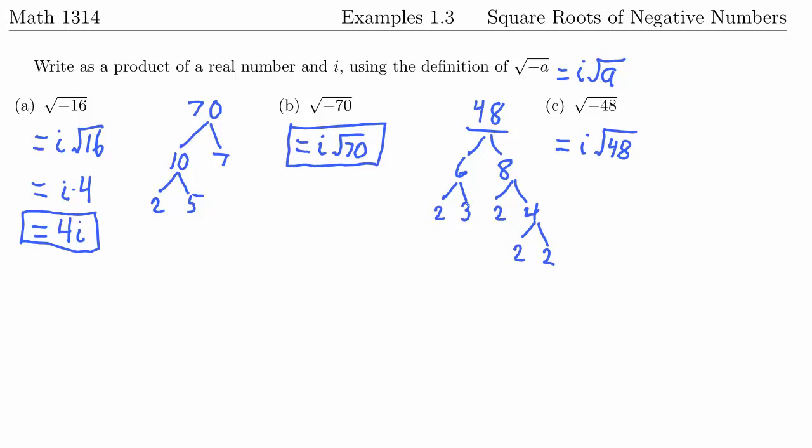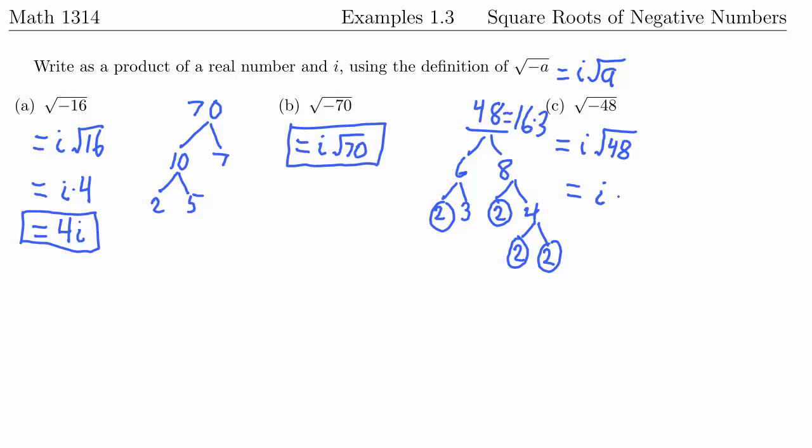Again, I'm looking for pairs. Here's a pair of 2's. Here's a pair of 2's. Everything that is circled is now multiplied together, and everything that is not circled is multiplied together. 2 times 2 times 2 times 2. Well, that's 2 to the 4th power, which is 16. What I'm left with that's not circled is the 3. So 48 is the same thing as 16 times 3.